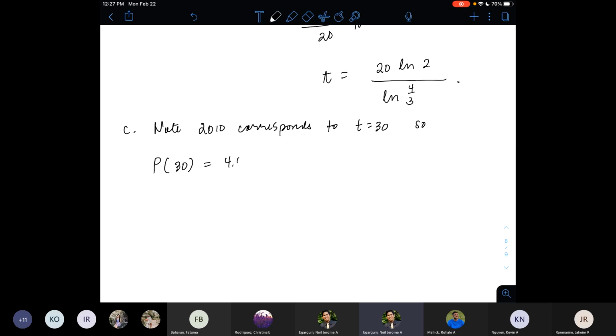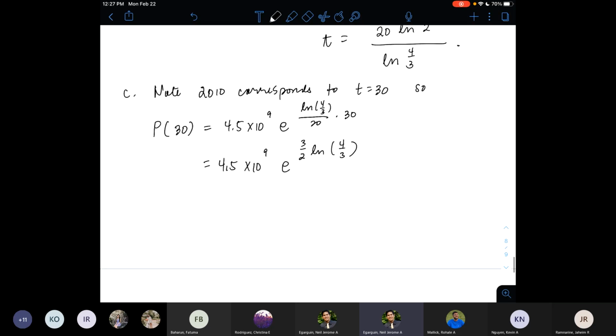So that would be P sub 0, which is 4.5 billion from the problem. We saw that earlier. e to the k times t, where we know k is ln of 4/3 over 20. And that's it. This is the predicted population for 2010. Or you can just carry out some of the multiplications here. You'll have e to the 3/2 of ln 4/3. If you use a calculator, I guess this would be 6.9282 times 10 to the 9th. So that's 6.93 billion, which is pretty close to the reported population in 2010, which is 6.9 billion.